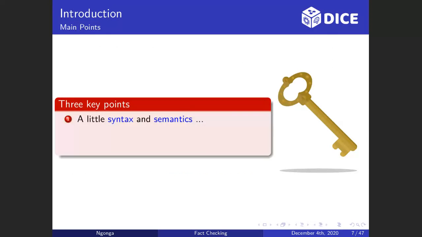Main message of the talk, I'll have three main points. Number one is that a little syntax and semantics goes a long way. You are basically going to see that by using a few tricks, we can already do quite a bit pertaining to fact checking. But without those tricks, really, without looking at the ontology of the data, fact checking does not perform as well. So when we talk about knowledge graphs, we also have to think about semantics. That's point one.